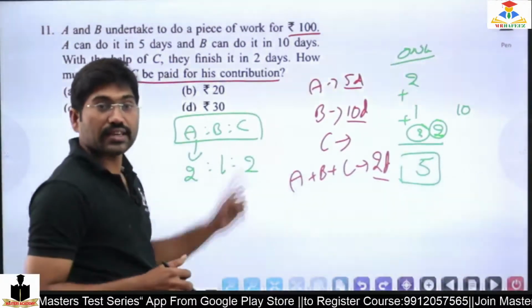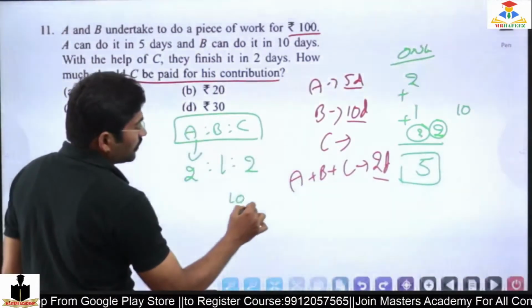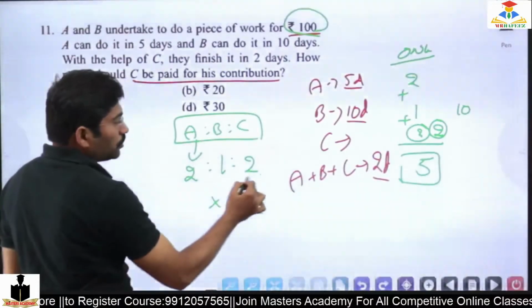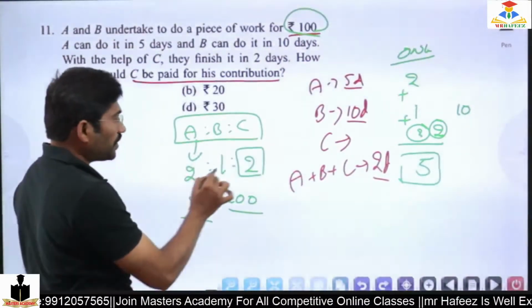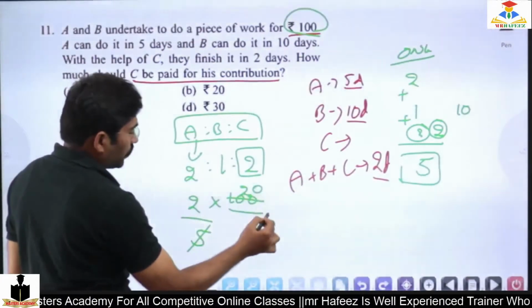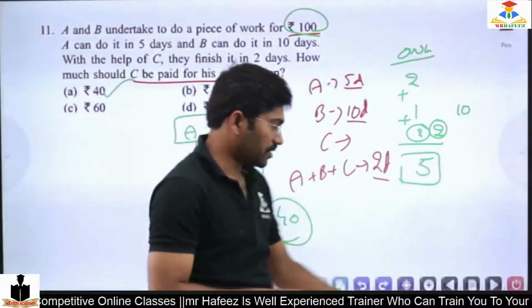Now the question is what should be paid to C. The 100 is the value, multiplied by C's part 2, divided by the total number of parts. 2 plus 1 plus 2 is 5. 100 divided by 5 is 20, and 20 times 2 is 40. So the answer is 40 rupees.